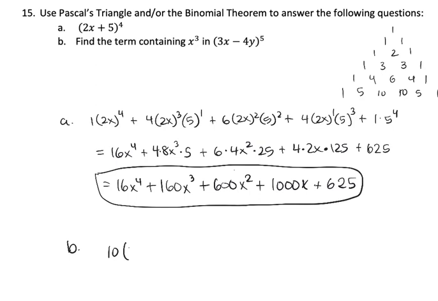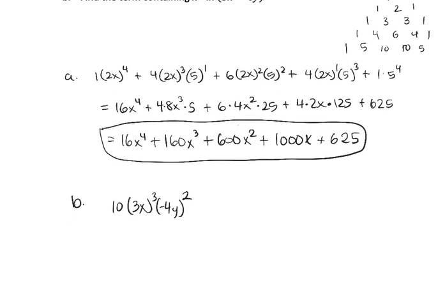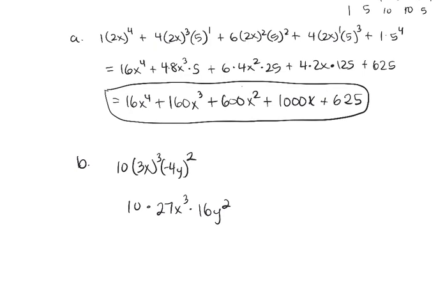This term 3x is raised to the 3rd power, and the other term negative 4y is raised to the 2nd power. So then that becomes 10 times 27x to the 3rd times 16y squared. So then we need to figure out 10 times 27 times 16. It's 4,320. So 4,320 x cubed y squared.